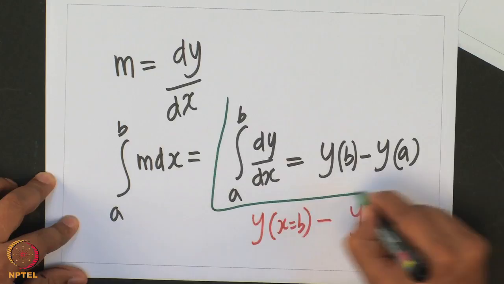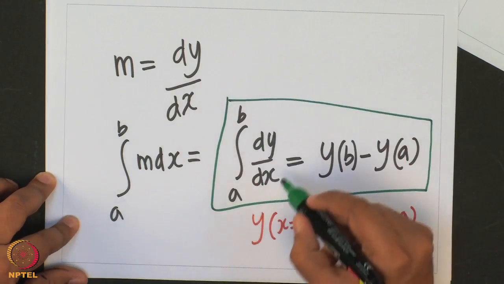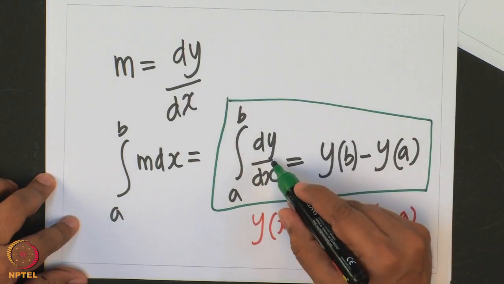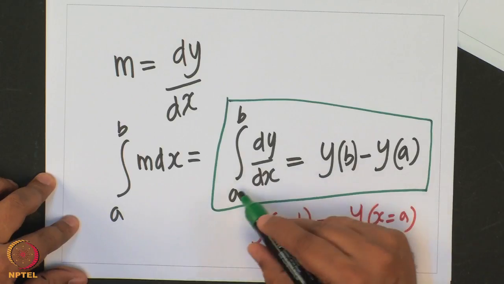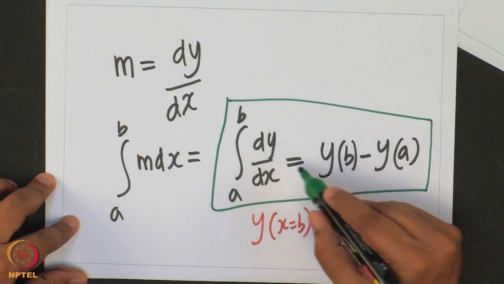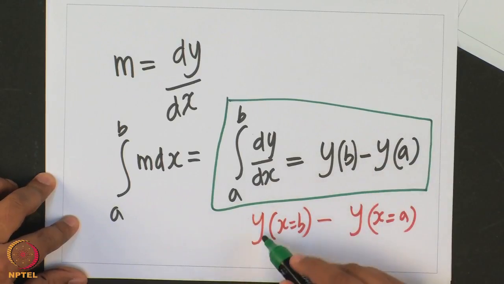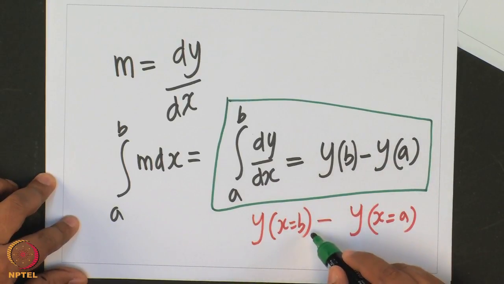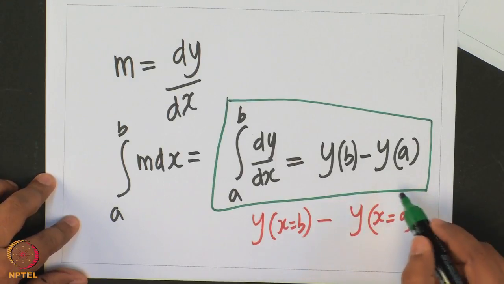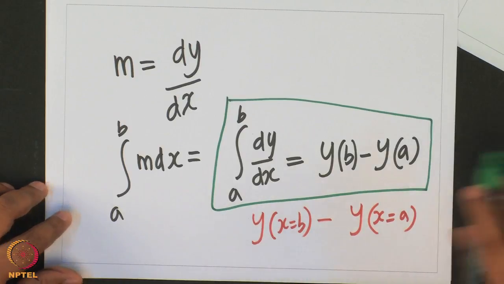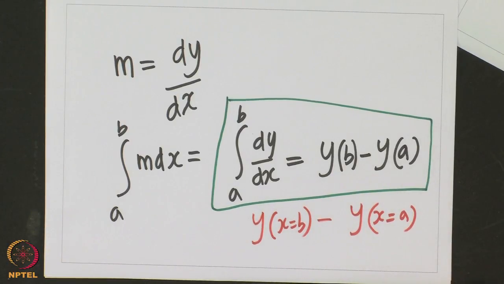In general, if you have a function with slope dy by dx, the definite integral from a to b of dy by dx will be y at b minus y at a. That is y at x equal to b, wherever x, substitute b, minus y at x equal to a. So this is an important thing that you should know in integration.